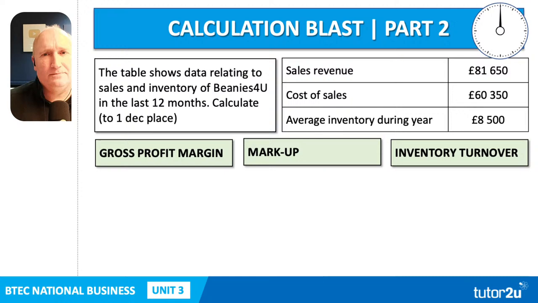So, sales revenue for the year, £81,650. Cost of sales, £60,350. And we're also told the average inventory during the year. Now, three more ratios you can choose to calculate here. Up to you to decide which one. But we have actually mentioned the formula for two of them, markup and inventory turnover. And just to remind you, the formula for gross profit margin is gross profit divided by sales revenue, expressed as a percentage. So over to you.